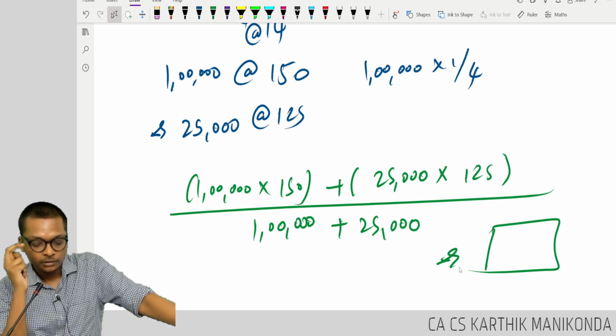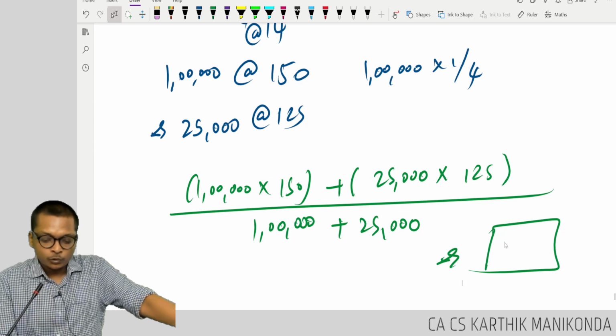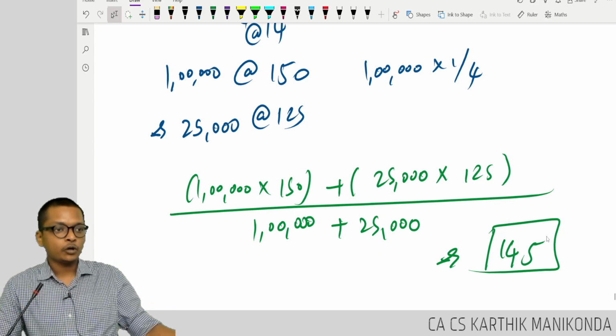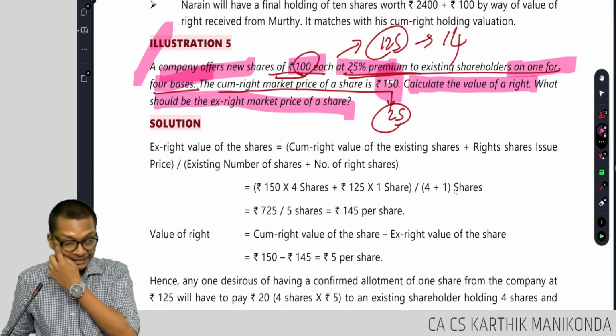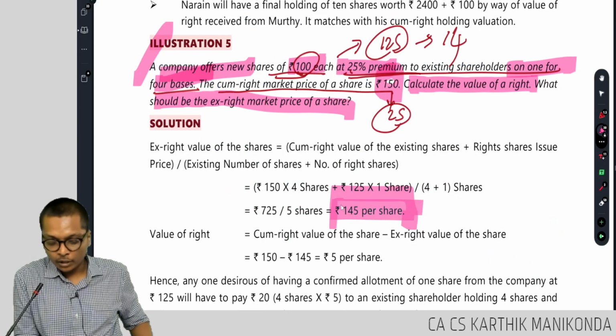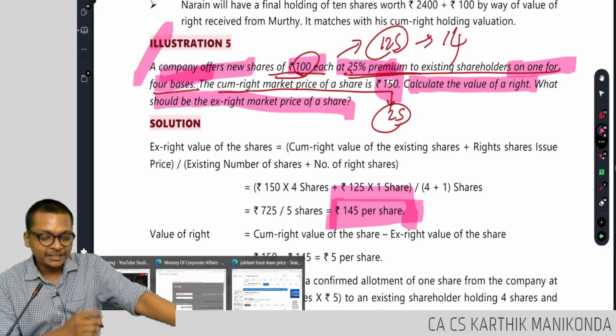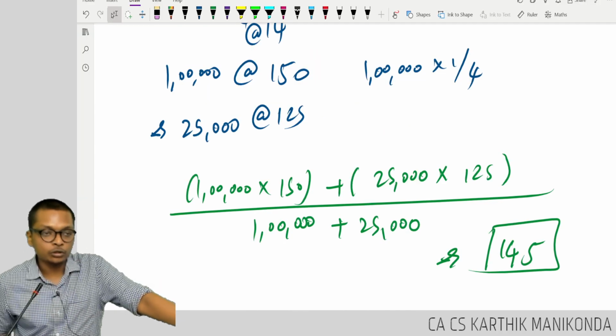How much? 140? 145 came up. Are you following, guys? So look at the answer over here, 145. Are you getting it, guys? But sir, they have done a different method. No sir, what is that method? I want to know that.